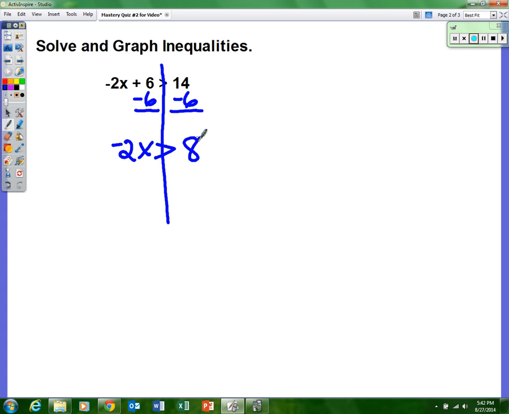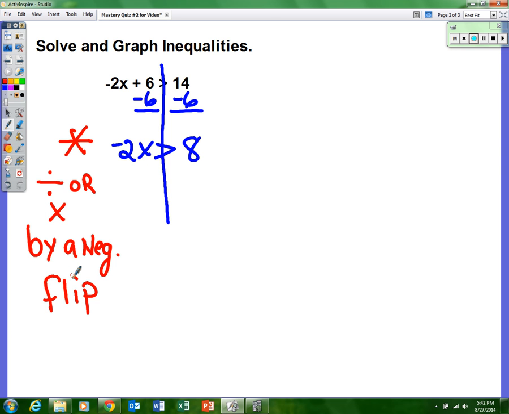Now, we need to get rid of the negative 2. Now, this is something you need to remember. When you divide or multiply by a negative, remember, flip the inequality. Only when you divide or multiply by a negative. If it's positive, you don't do that. So we're going to divide by negative 2.